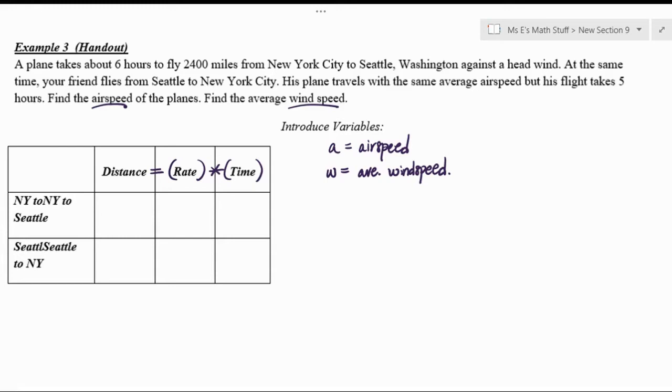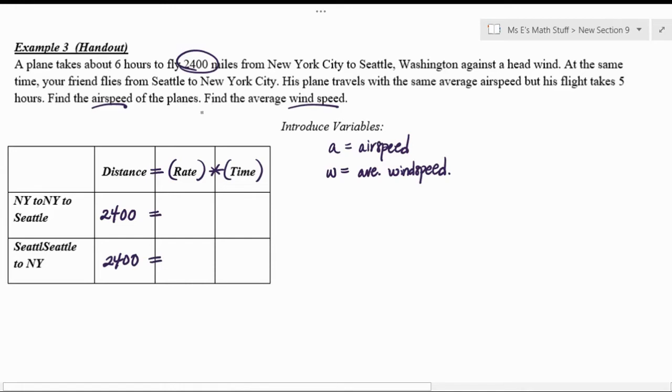I like these tables a lot. If you're ever lost with how to set these up, these little tables can be pretty helpful. So let's just put the numbers in where they go. Distance, if it's 2,400 to go from Seattle to New York, then it would be 2,400 to come back for the most part. And then that would equal your rate. We're supposed to find your rate, so I'm going to leave that off until last. Now let's fill in the time.